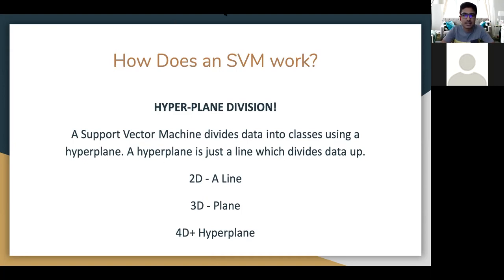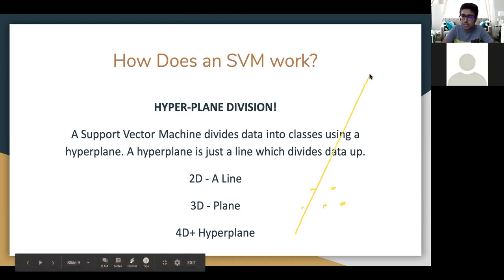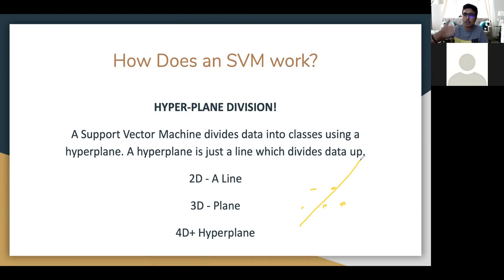So say if I take the annotation tool out, we have some data right here, right here, right here, right? And the hyperplane is essentially going to create a line. Think about it like a partition in real life. It's like a block or something which is going to divide our data physically up. And similarly, a hyperplane does just that.